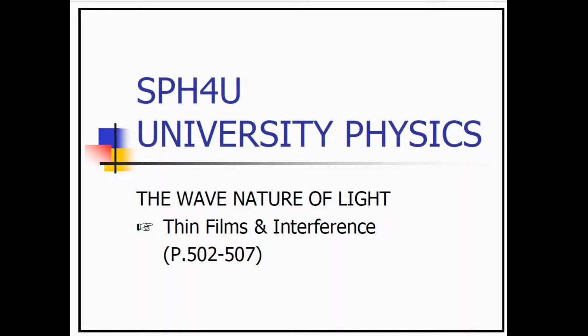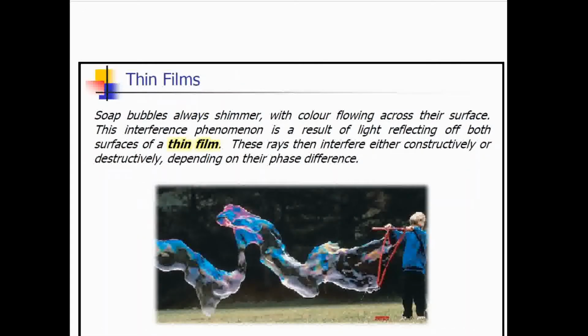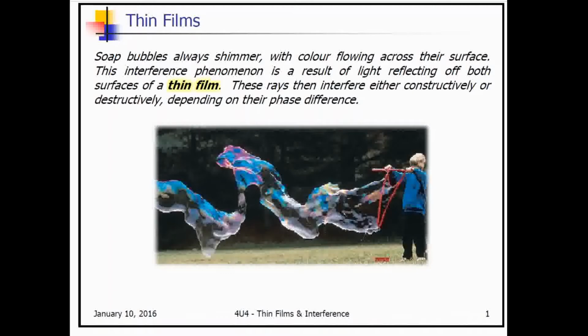Okay, so this lecture is on thin films and interference. It's section 10.1 in your textbook. A good example of what a thin film is in physics would be a soap bubble. You see a shimmer on a soap bubble, and that color that's flowing across the surface of the soap bubble is caused by an interference pattern that is typical of a thin film.